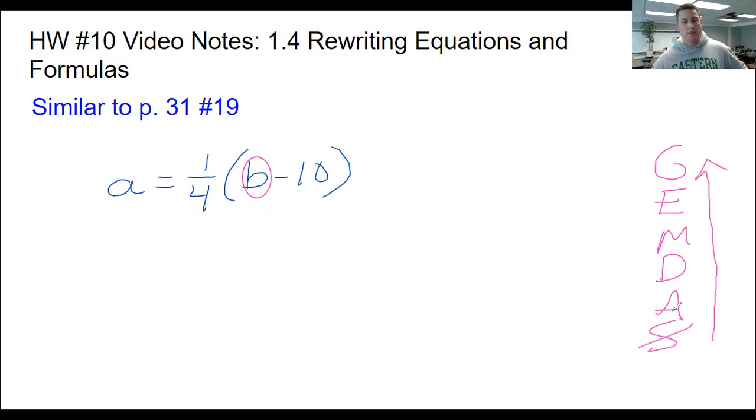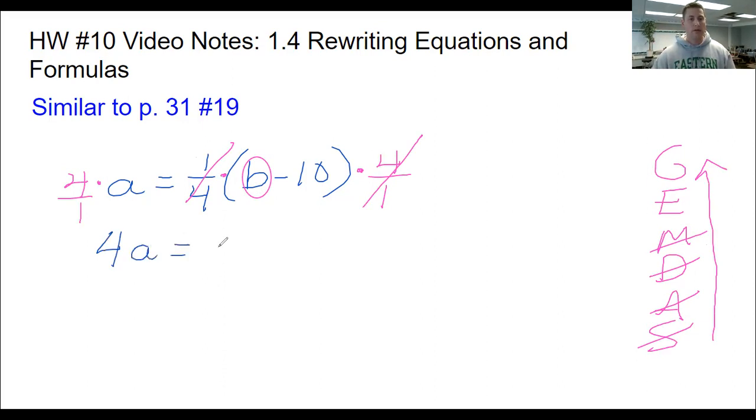Well, there's no addition and subtraction outside of the grouping symbol. So now we go to division and multiplication. The 1/4 is multiplying. So to get rid of it, we need to multiply both sides by its reciprocal, or 4/1. 1/4 times 4/1 is 1. So on the left side of your equation, you're left with 4a equals b − 10. You no longer need the parentheses since we removed the multiplication.